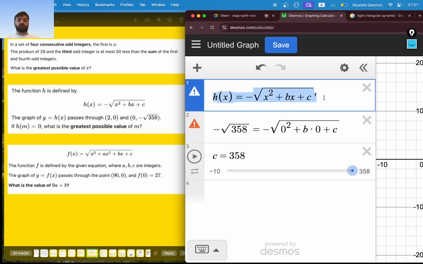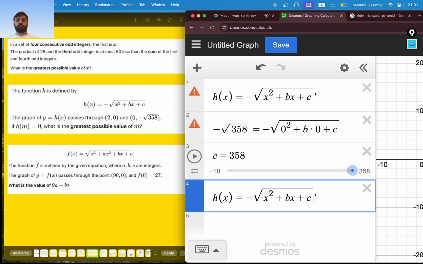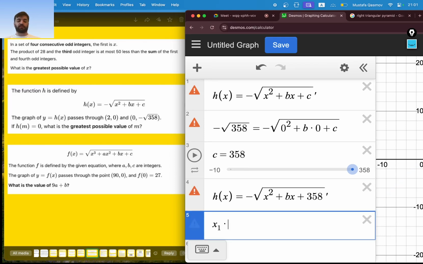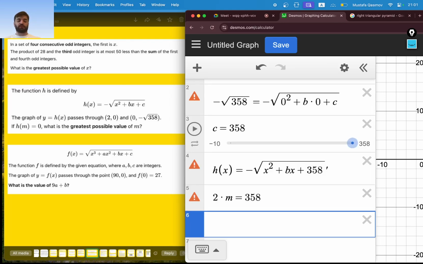So c is 358, and we know that this one is a root, right? It is also a root or x-intercept. Both of them are x-intercepts. We know that x1 multiplied by x2 is equal to negative c over a. For the quadratic equation, it is 358, and one of them is m and one of them is 2, and the answer will be 358 over 2. Is it clear for everyone?